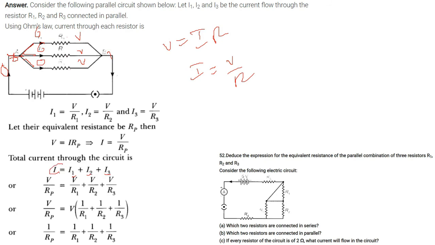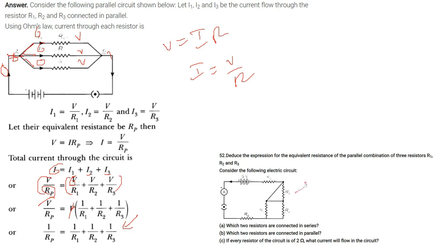I will be equal to V by R, this is the R in parallel. I1 will be equal to V by R1 because V is the same for all of these, so V by R2, V by R3. We can take V common from these three, so V cancels, and 1 by Rp equals 1 by R1 plus 1 by R2 plus 1 by R3, and this is the equivalent resistance when the resistors are in parallel.